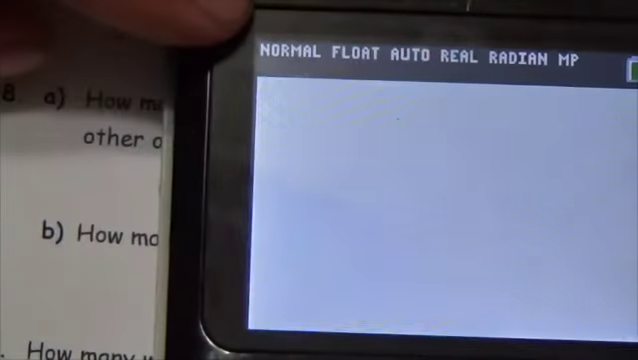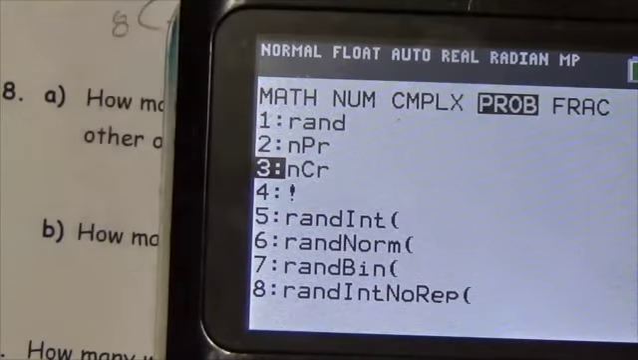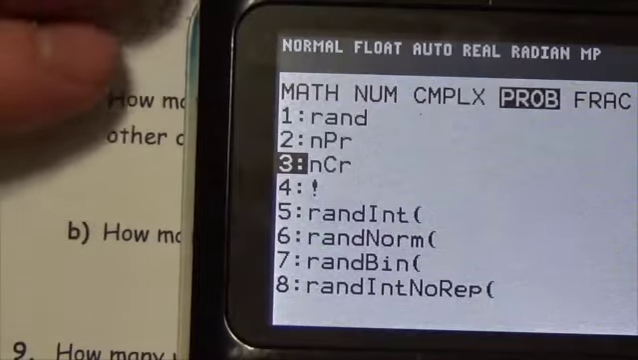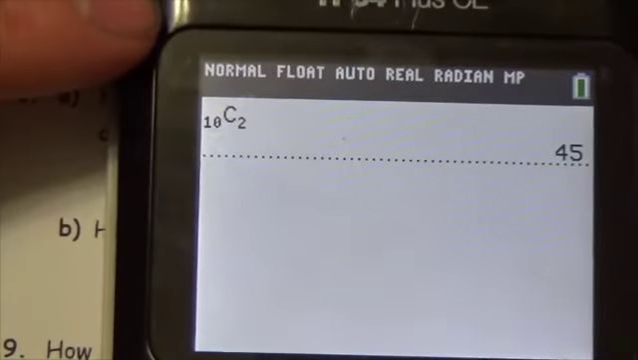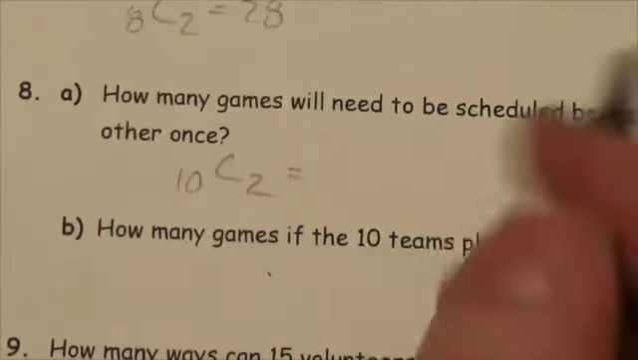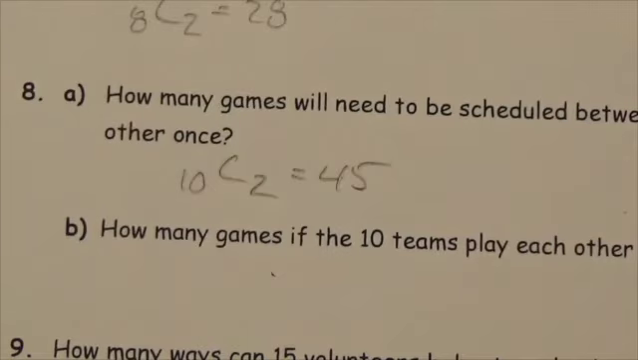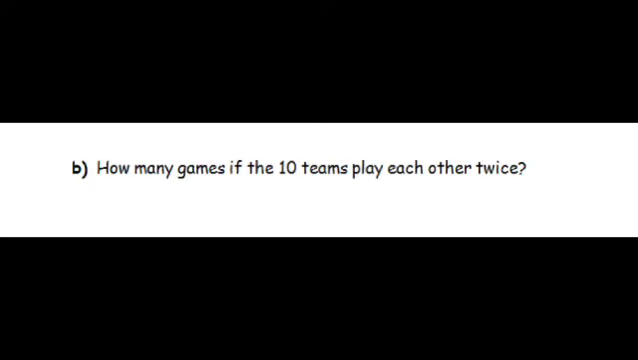So we go to our calculator. Remember, order is not important in this case. This is just a pairing. We're just grouping two of them together, selecting groups of two. So 10 choose 2. And the answer is 45. So if all we wanted to do was have these teams play each other once, we would have to schedule 45 games. How many games are there if the 10 teams play each other twice?